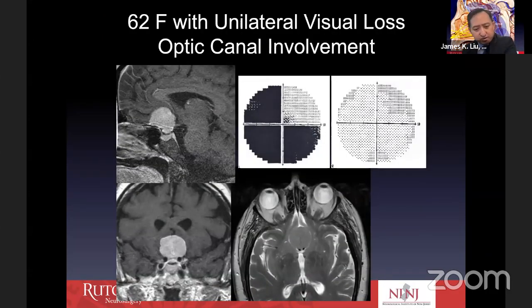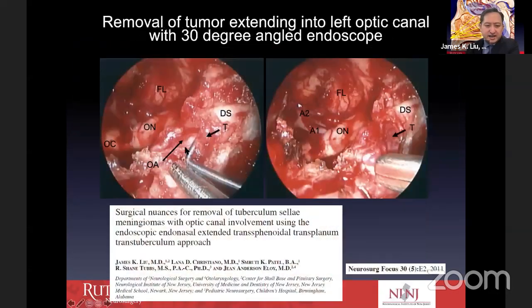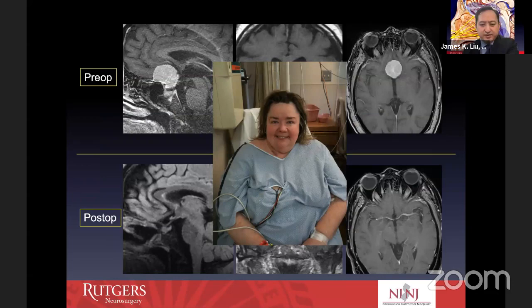Here's another example of a larger tuberculum meningioma with unilateral visual loss. So when you see unilateral visual loss, you have to be aware that this could be a potential cause of optic canal invasion. And indeed, that's what we found. We removed the tumor endonasally. And here we inspected the optic nerve canal and there was some tumor compressing the optic nerve. We were able to remove this and publish this technique of how to explore the optic nerve canal using angled scopes. We achieved a gross total removal and the patient left the hospital in 2 days.